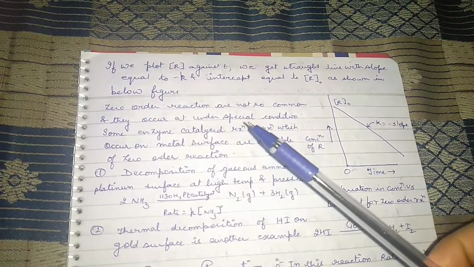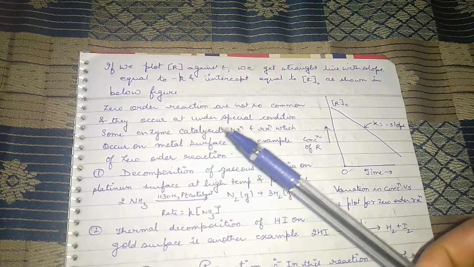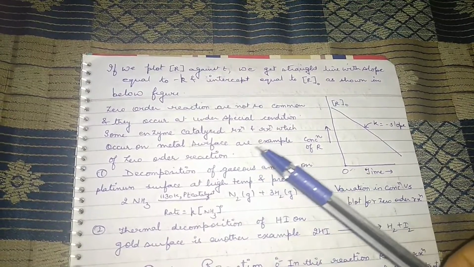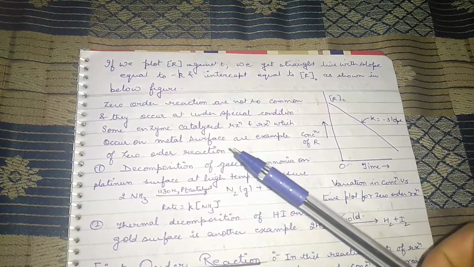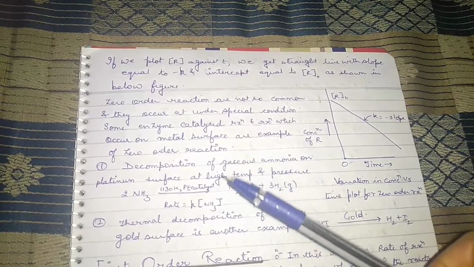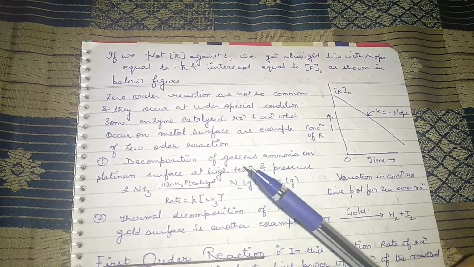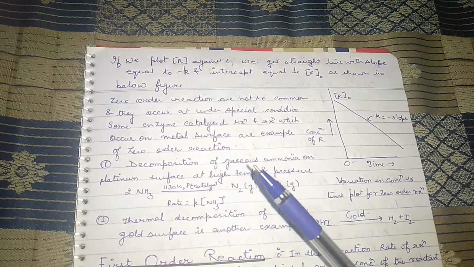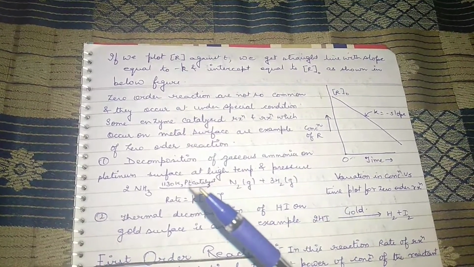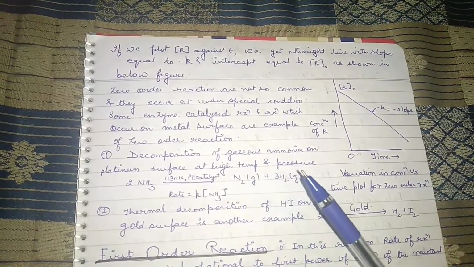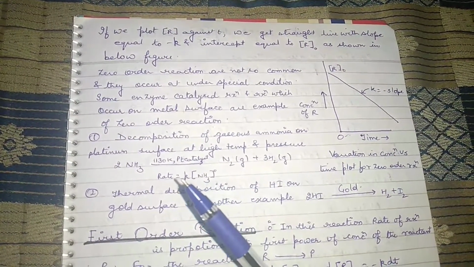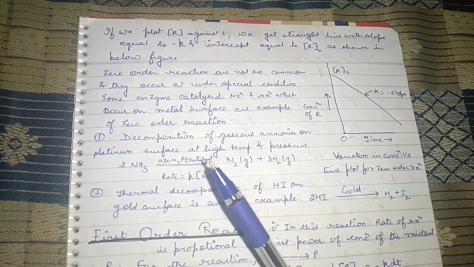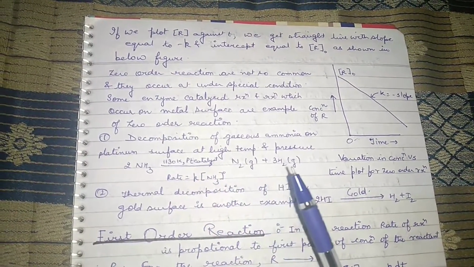Zero order reactions are not so common and they occur under special conditions. Some enzyme catalyzed reactions and reactions which occur on a metal surface are zero order reactions. Here I have given two examples. The first one is the decomposition of gaseous ammonia on a platinum surface. Here platinum is used as a catalyst at high temperature and pressure. Look at the conditions: 2 moles of ammonia at 1130 Kelvin with platinum catalyst gives nitrogen plus hydrogen gas.